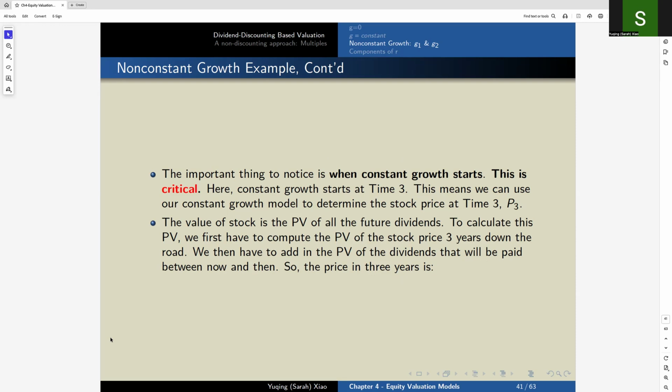Again, the important thing here is to notice when constant growth starts. This is very critical. In this example, the constant growth starts at time 3, which means we can use our constant growth model to determine the stock price at time 3. The value of a stock is the present value of all the future dividends. To calculate this present value, we first have to compute the present value of the stock price 3 years down the road.